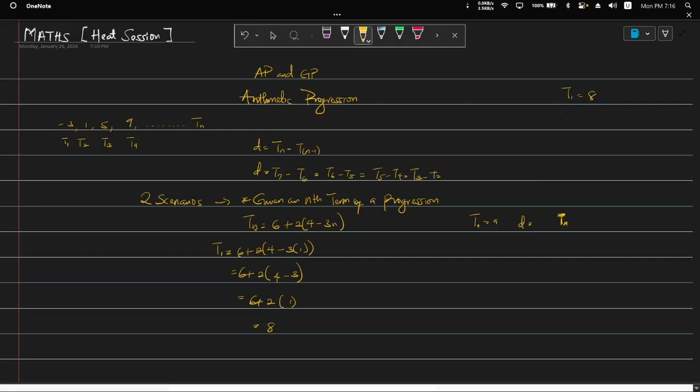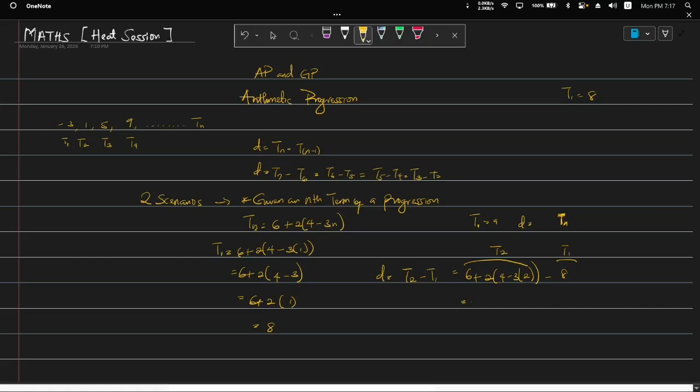What about common difference? To find common difference, I have to find T2, T3, whatever. So I could say my common difference is equal to T2 minus T1. So I have to do T2 first. So this is going to be 6 plus 2 into bracket 4 minus 3 into bracket 2, minus, I know my T1 already is 8, so I don't need to work that out again. Does this make sense? This entire thing represents T2. Are we good? And this is T1. So it's still the same formula for common difference.